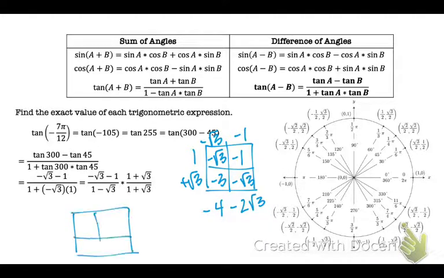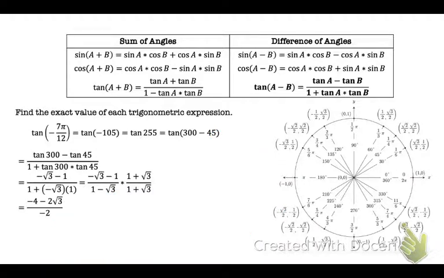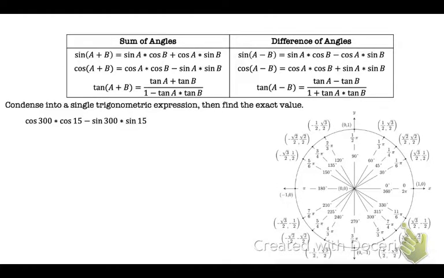Let's do this other one. So we have 1 minus the square root of 3, 1 plus the square root of 3. So that's 1, negative square root of 3, positive square root of 3, and negative 3. So that's over negative 2. Okay, so then here, that's going to be negative 4 minus 2 square roots of 3 over negative 2, which is 2 plus the square root of 3. Cool?